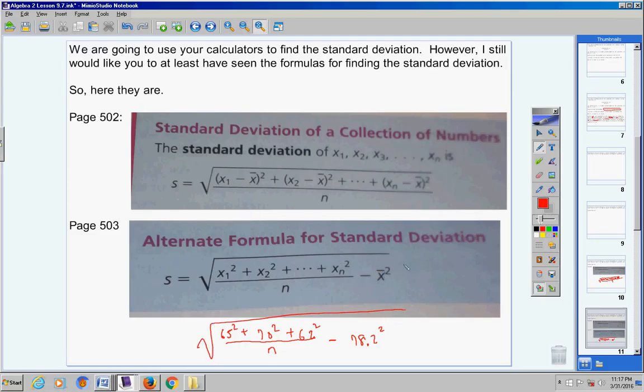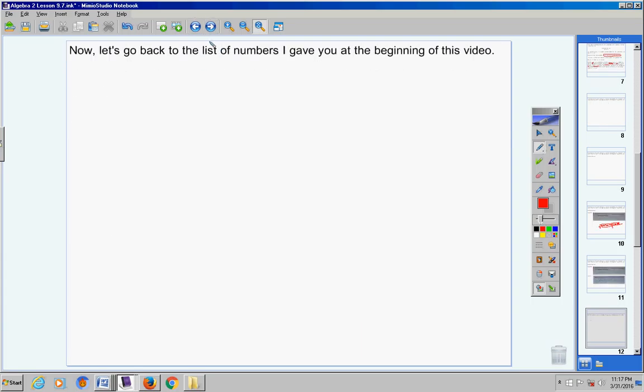That's still a lot of work, guys, okay? That is still a lot of work, and that's why these calculators do the standard deviation for you, okay? And that's how I'm going to have you do it, which is very normal in a math class. Okay, so if you're a little lost on what I just said, it's okay. You are not going to have to use these formulas, but I just wanted to at least introduce you to them. Now, let's go back to the list of numbers I gave you at the beginning of this video.